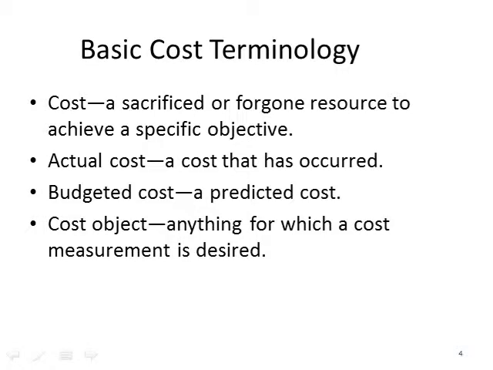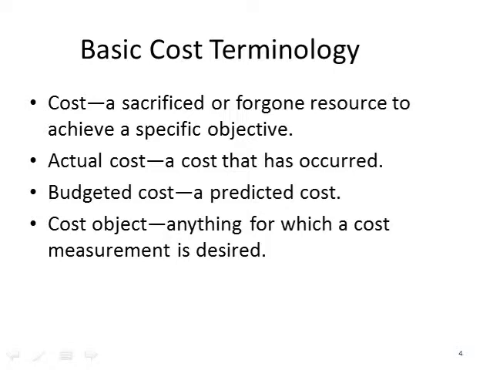So with respect to some of our basic terminology, we talk about ideas like cost, which is really a sacrificed resource to achieve a specific objective. So I'm sacrificing, I'm giving up something in order to get something in return. When we talk about actual cost, we talk about a cost that has occurred. When we talk about budgeted cost, we're talking about some predicted cost that we expect or anticipate to occur in the future. And when we talk about a cost objective, we talk about anything for which a cost measurement is desired.